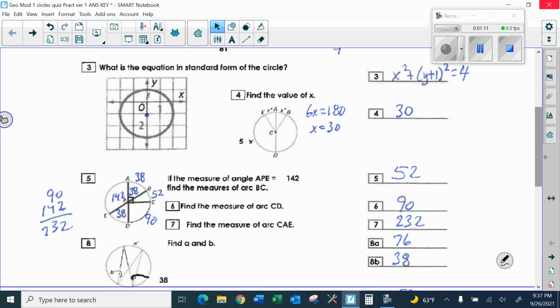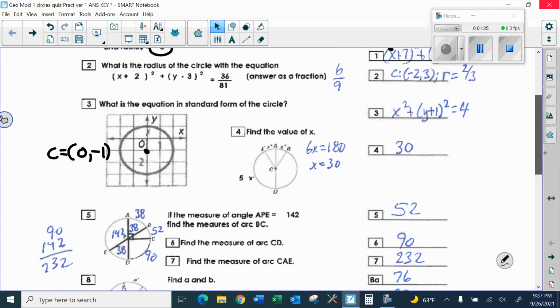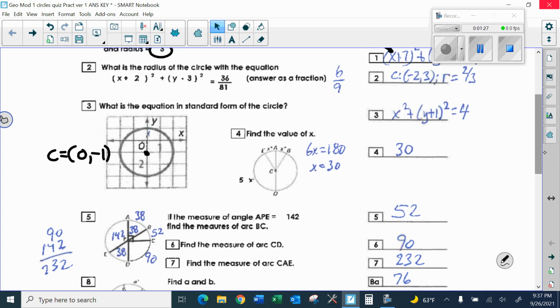All right, what's the equation of the form of the circle? Well, I look at the circle here. I see the center. That center is 0, -1. So x minus 0 is x. So that's x squared plus the opposite of -1 is +1. So that's why you see quantity y plus 1 squared. And I can see the radius is 1, 2. So radius equals 2, and 2 squared is 4.